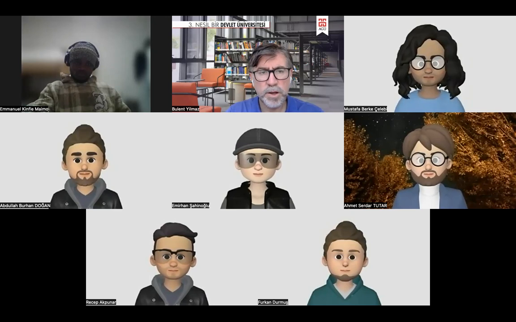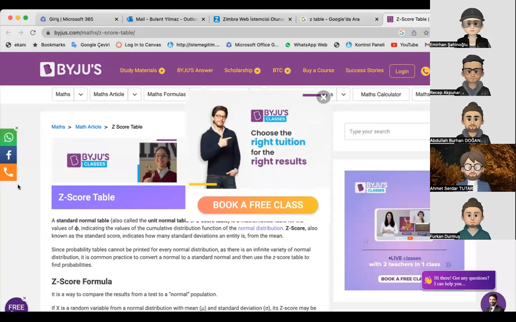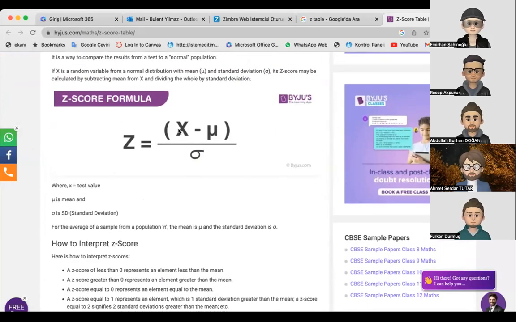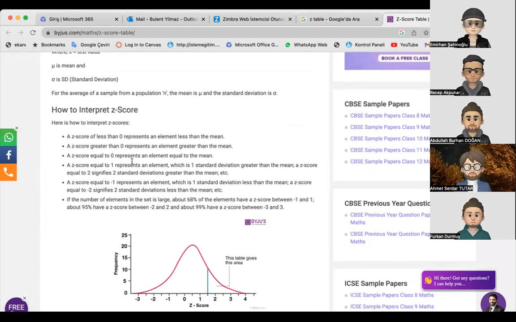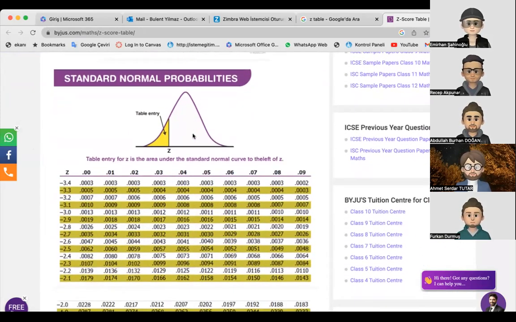Okay, this is something that you are going to use from now on. It's called the z-score table or z-table. You see (x minus mu) divided by sigma. It's the normalization, I will talk about this. And then you will have that kind of a distribution, which has 0 mean and 1 standard deviation, and then we will be able to find the standard normal probabilities.